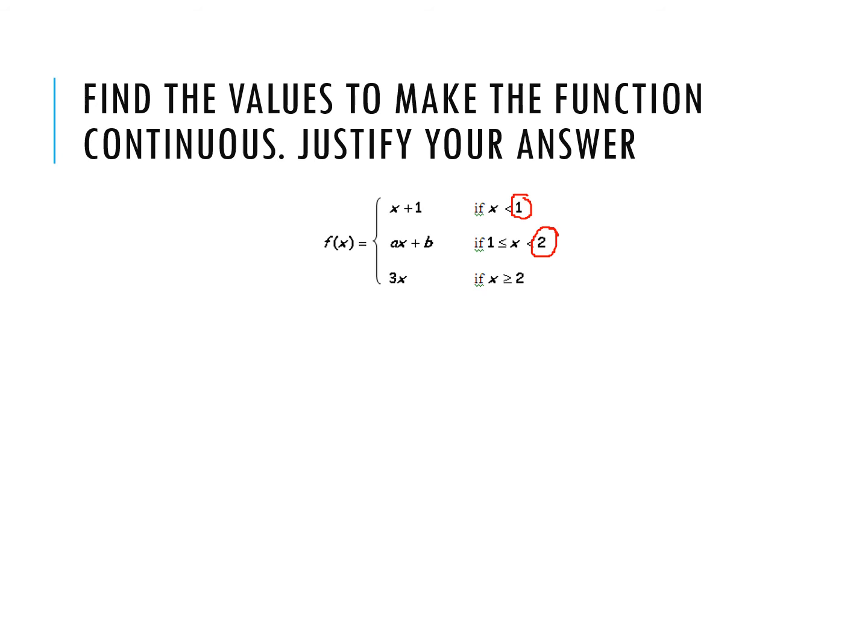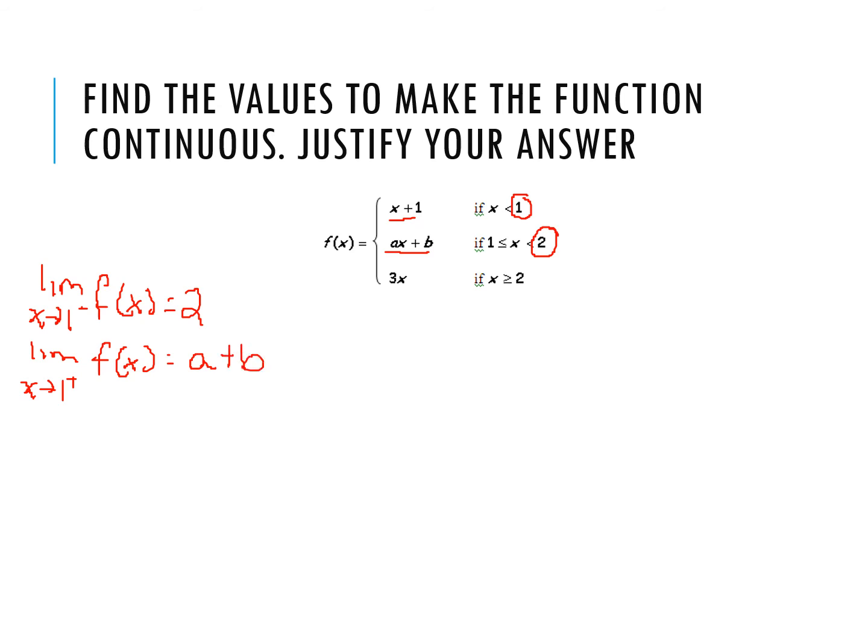So what we have to do is find the limit as x approaches 1 from the left. So we have the limit as x approaches 1 from the left of f of x, and using this equation, that would be 1 plus 1, which equals 2. Then we would do the limit as x approaches 1 from the right. So we would use this equation, and that would give me a times 1 plus b.